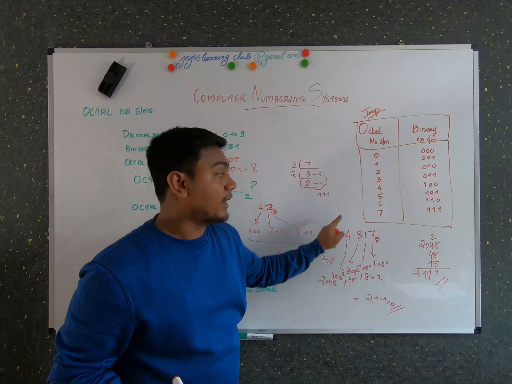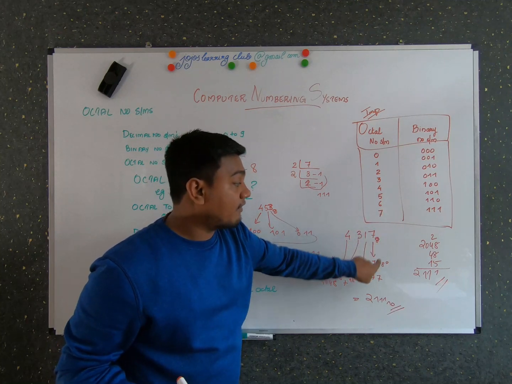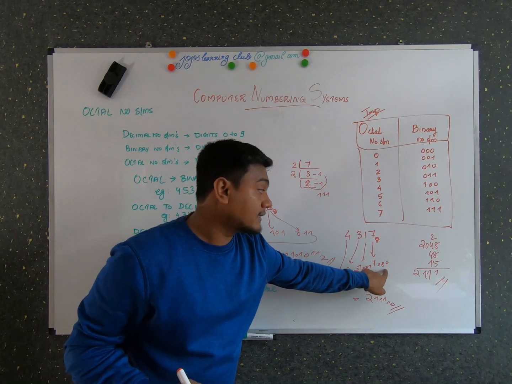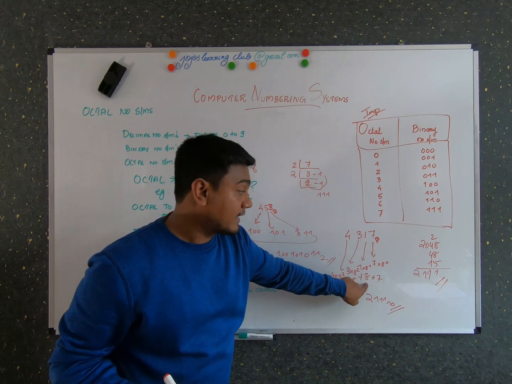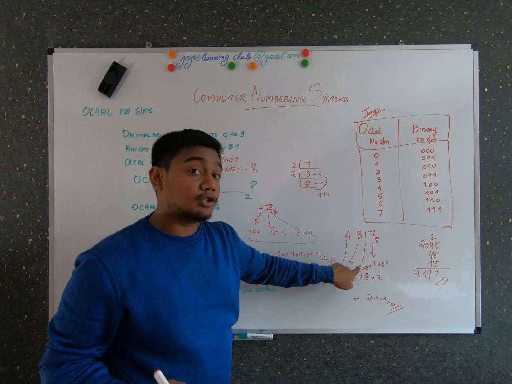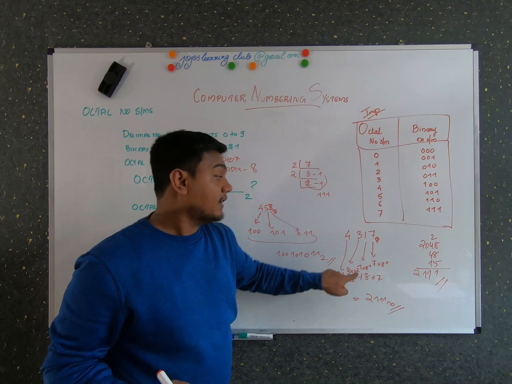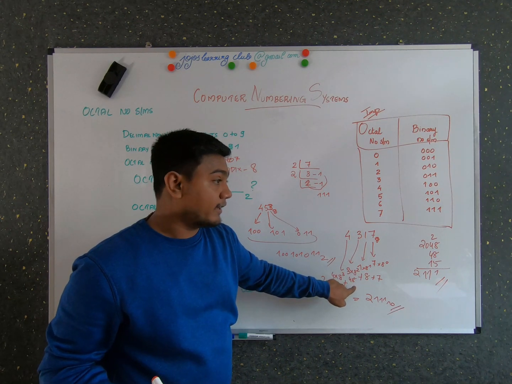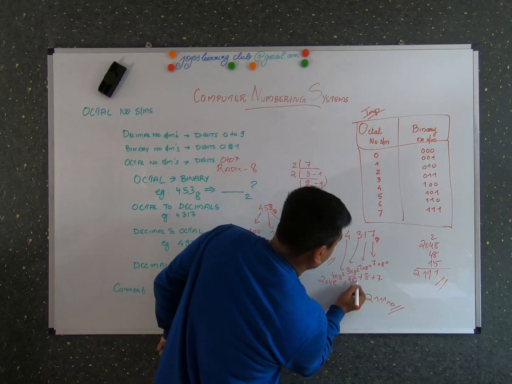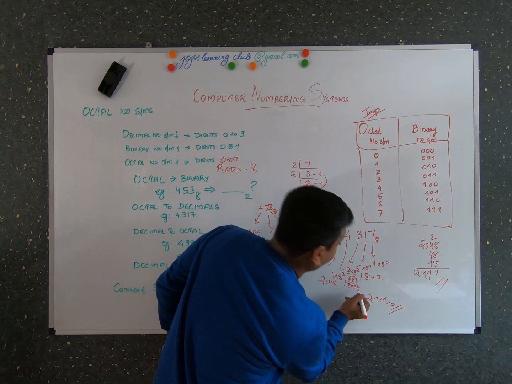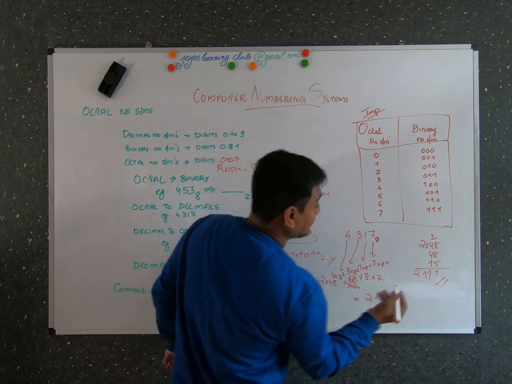You multiply each number by the base raised to the power, until the most significant bit. For example, for the number 4317, the 7 is multiplied by 8 raised to 0, which is 7. Again, 1 into 8 raised to 1, that is 8. 3 into 8 to the power of 2, which is... sorry, here I made a mistake. 8 squared is 8 into 8, so it is 3 into 64, right?